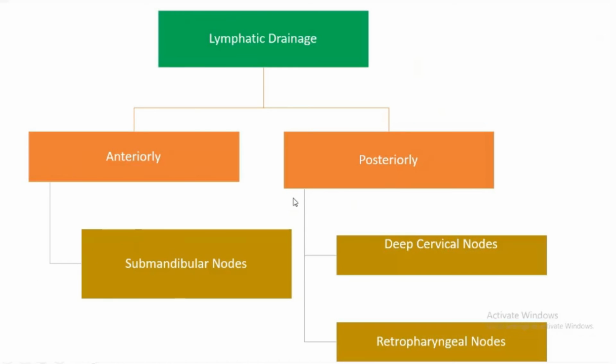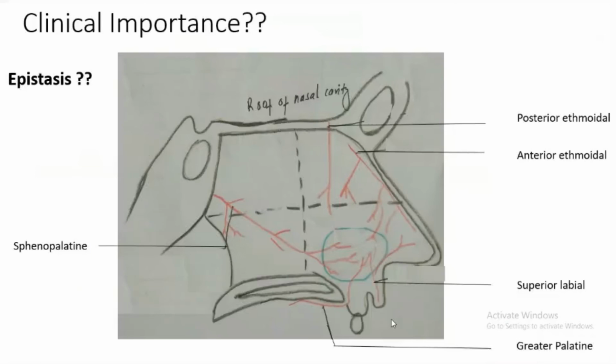Now regarding lymphatic drainage, as in venous drainage, we have divided the part into anterior and posterior. The anterior drains into the submandibular nodes, and the posterior drains into the deep cervical nodes and retropharyngeal nodes. Now our last topic, clinical importance.